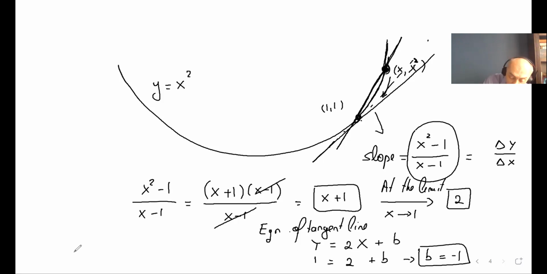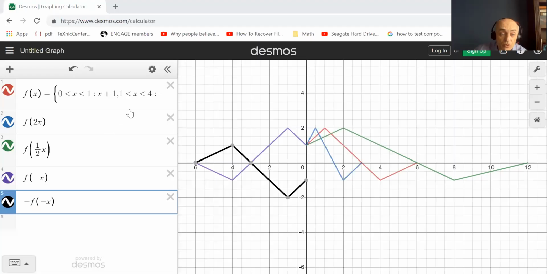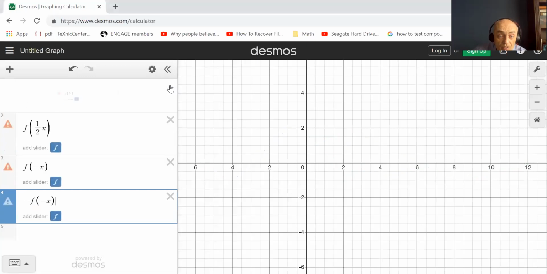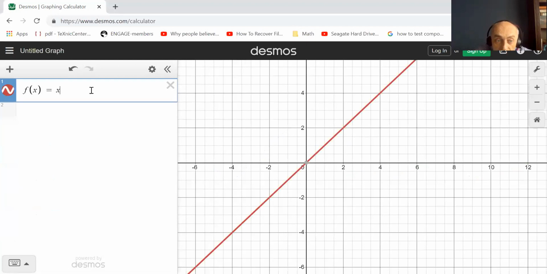So let's see on a graph with decimals that indeed y equals 2x minus 1. Let's see that that is indeed the tangent line to our parabola. So let's stop sharing this thing here and go to the other screen where we had Desmos. We're going to ask Desmos to help us. I'm going to delete everything that was here. So let's say another function, f of x equals x squared.